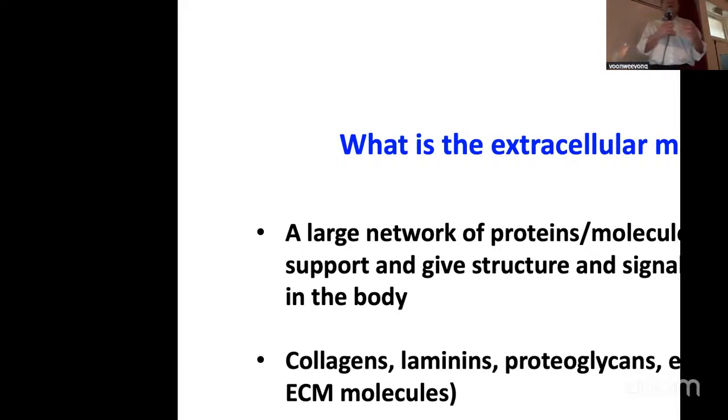So the ECM is a large network of proteins or molecules that support, surround, and give structure to organs, to the central nervous system. They are also very important for signaling because they can anchor many molecules and provide signals to different cell types. Members of the extracellular matrix would include collagens, of which there are many different subtypes, laminins, also many different subtypes, proteoglycans, etc. And it has been estimated that there are about 300 bona fide core ECM molecules.